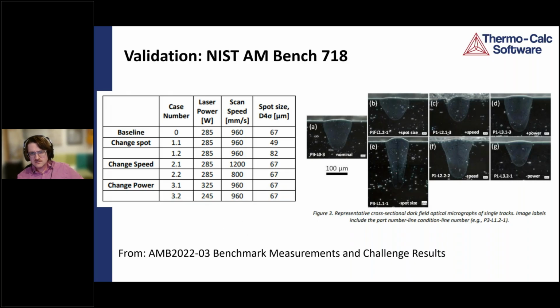So we've got this nice set of data here where they've measured the melt pool dimensions for a bunch of different changing parameters, right? We change the spot size, the scan speed, and the laser power, and then measure the melt pool shapes, okay? And since we're going to be simulating the melt pool shapes, this makes for a nice comparison data set to help validate our model.